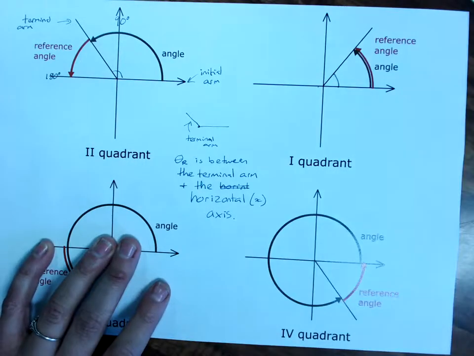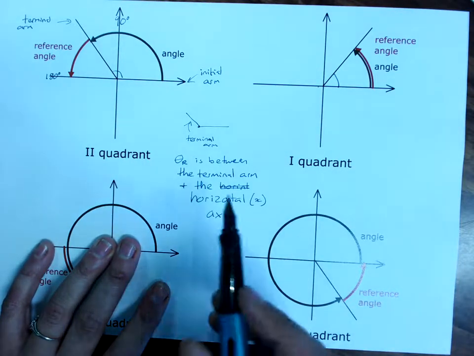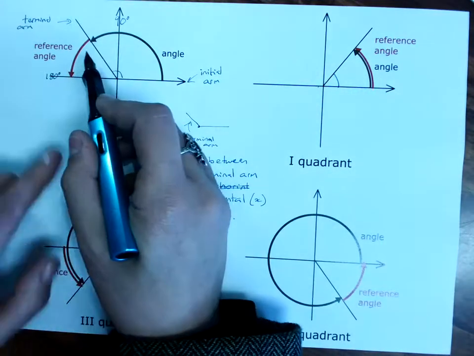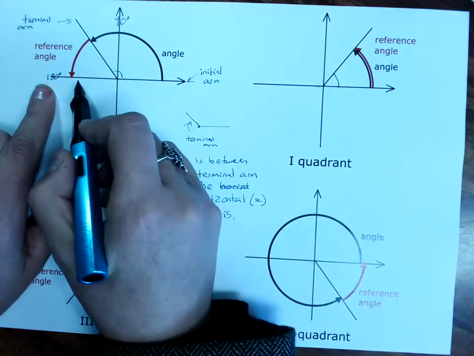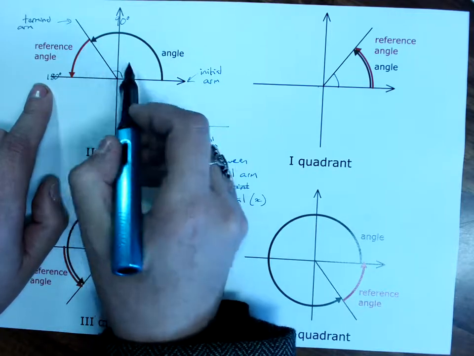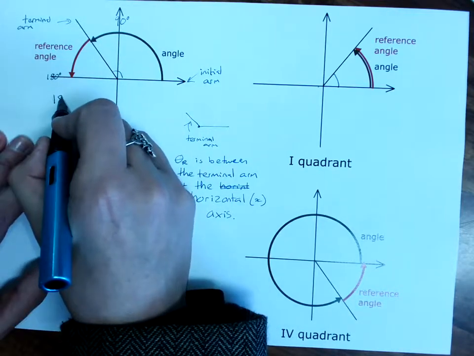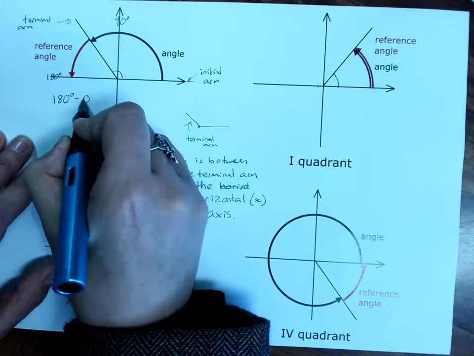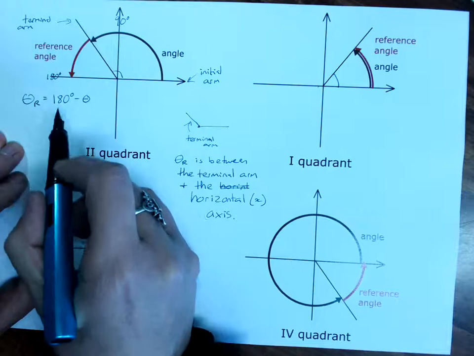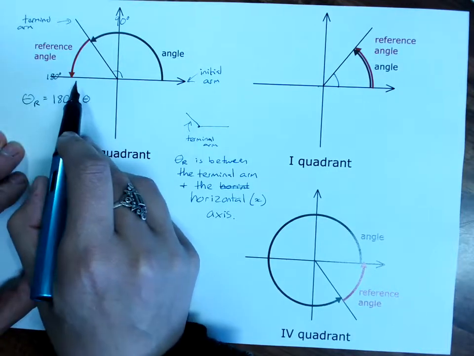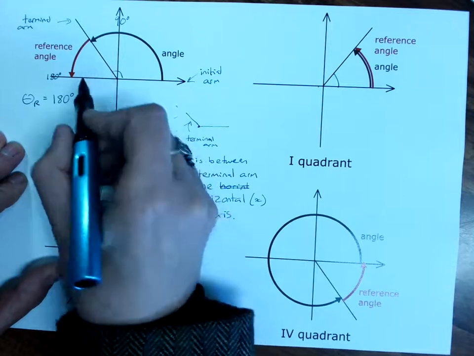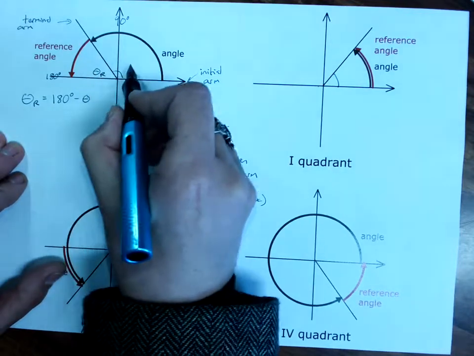So in the first quadrant, the reference angle is just the angle. In the second quadrant, the reference angle is the supplementary angle, and it's 180 degrees minus the angle. So the reference angle is found by doing 180, take away that obtuse angle, and we're left with the reference angle.